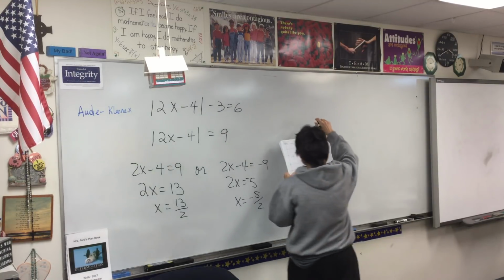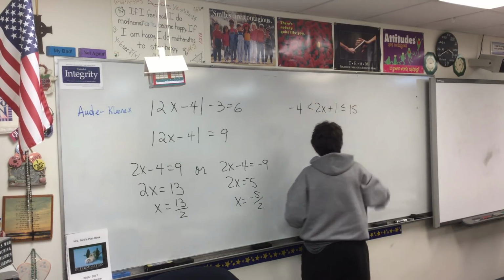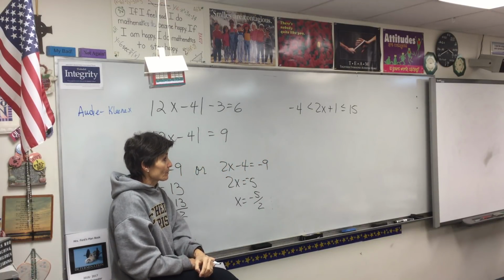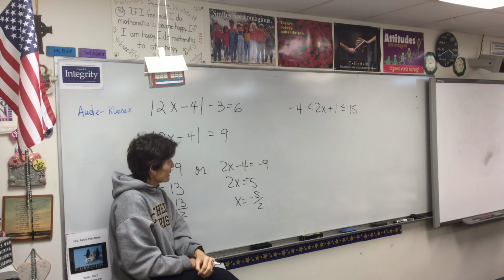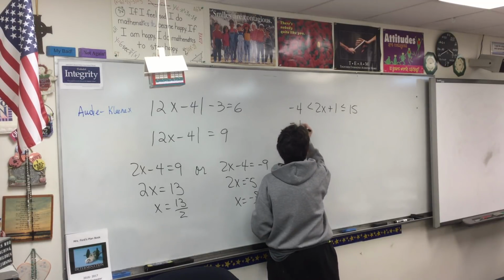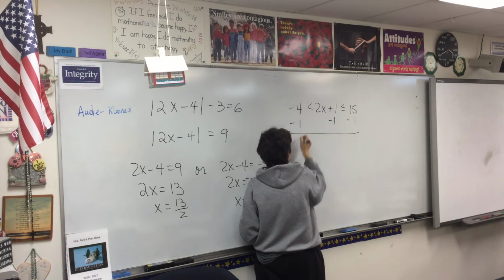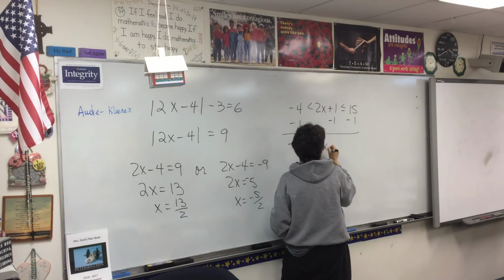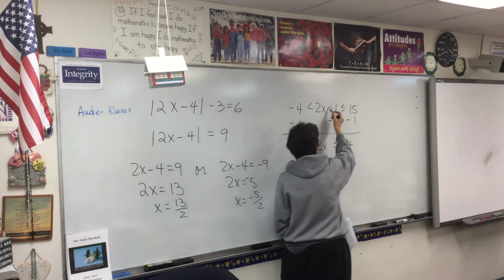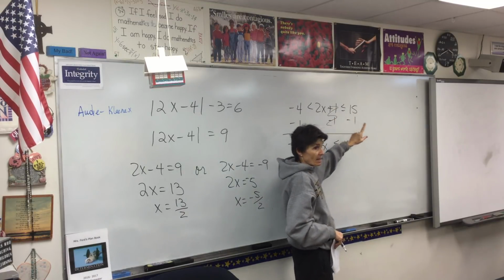All right, number 5. Gosh, and then we're done with the front of the page already. Now, our job is to get x by itself, right? So what do we need to get rid of in here? The 1. So we're going to subtract a 1 on this side, subtract a 1 there, and subtract a 1 on this side. So negative 5 is less than 2x is less than or equal to 14. I had to subtract it on this side and on this side.